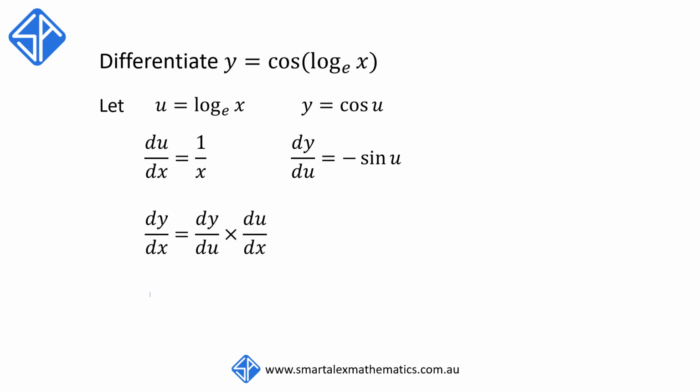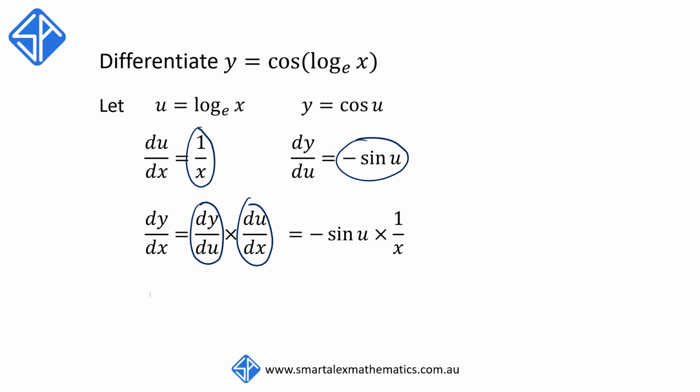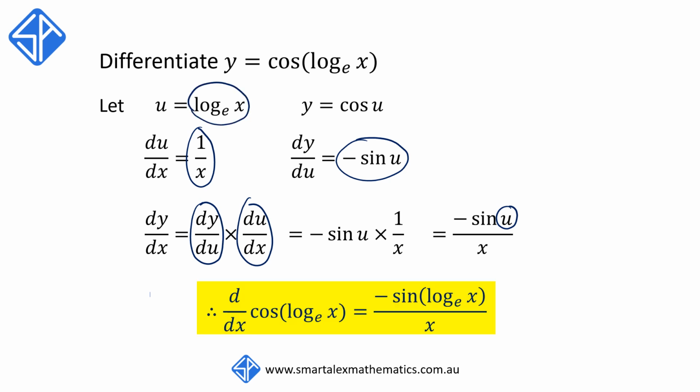Again, we apply the chain rule. dy on dx is equal to dy on du times du on dx. dy on du gets replaced by negative sine u. du on dx gets replaced by 1 on x. So this becomes negative sine u times 1 on x, or simply negative sine u on x. And for our last step, we just replace this u with log base e of x. So our final answer is the derivative of cos of log base e of x is equal to negative sine of log base e of x, all divided by x.